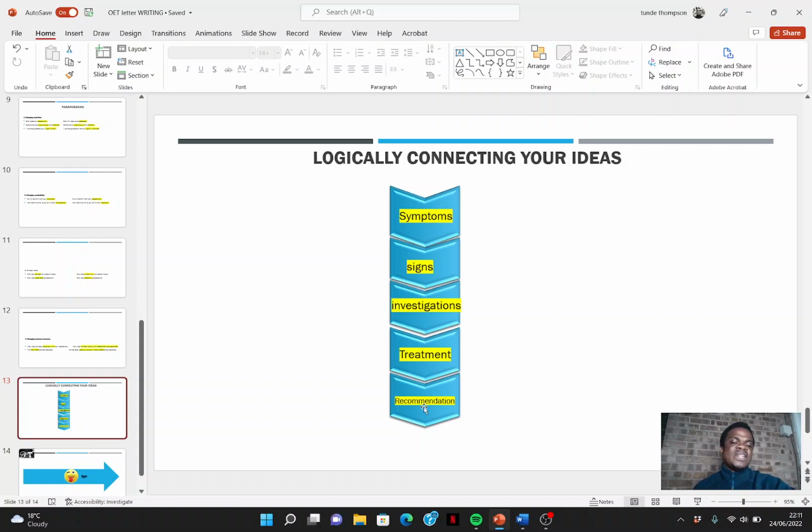It's more logical to approach it that way than maybe you are trying to summarize patient treatment, starting from the recommendation you've made before telling the reader what the patient presented with, the signs, and then before telling the reader the treatment. Okay, it's easier to flow from what the patient presented with, your own examination findings, the investigations you carried out, the treatment you offered, and finally the recommendation.